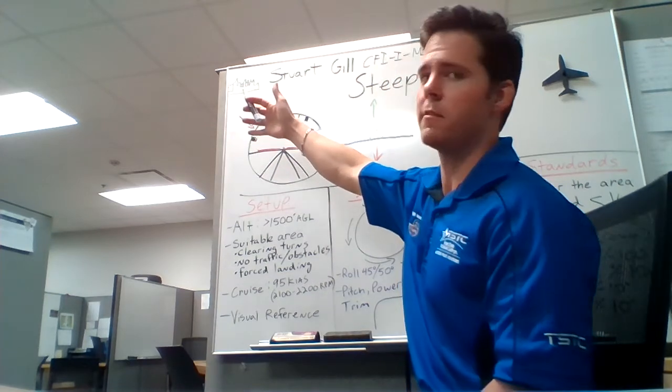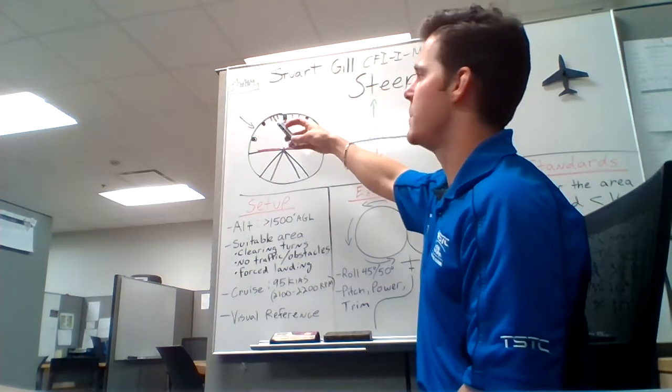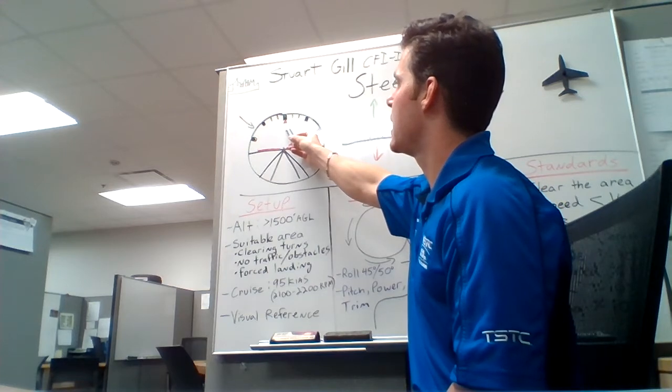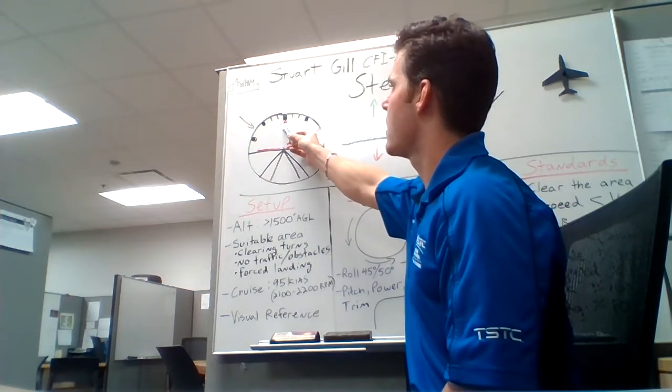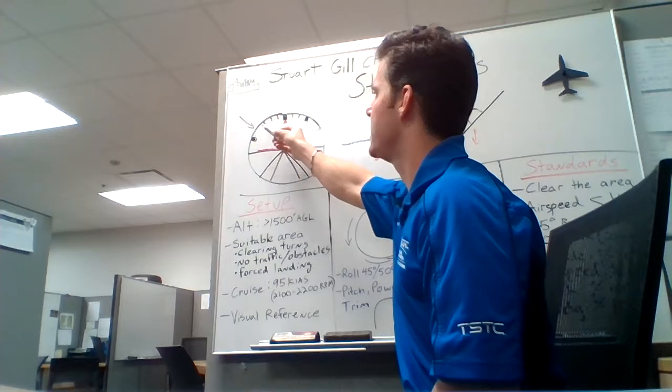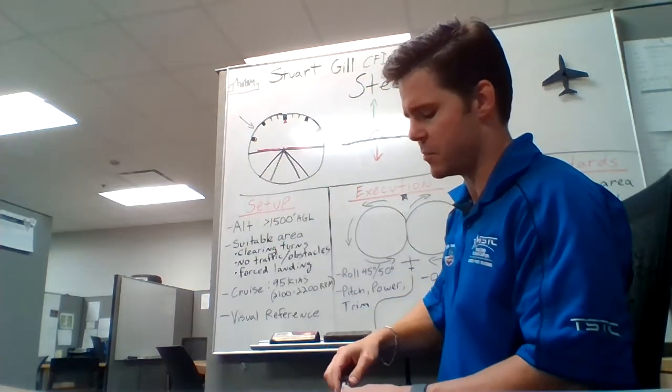So for private level steep turns, we're looking for 45 degrees of bank, which means we want to line this orange marker up halfway in between our 60 and 30 degree hash marks. Okay.